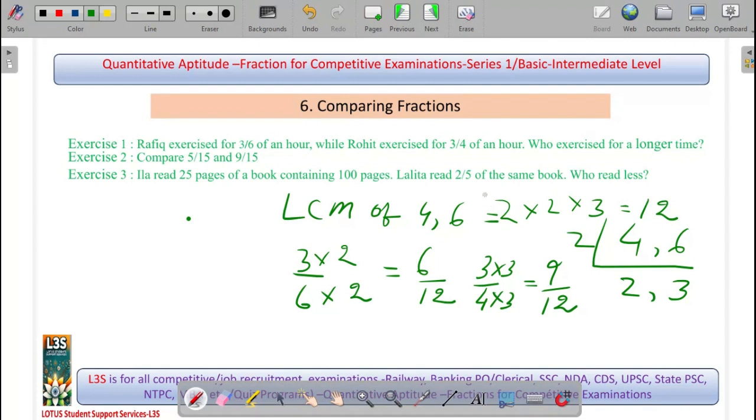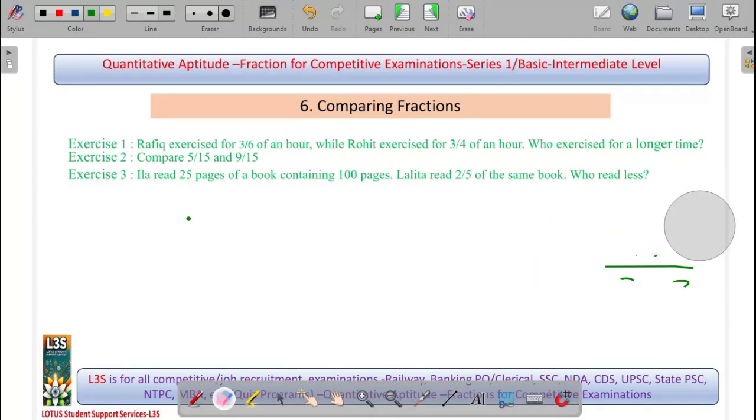So here we can see 9 by 12 is greater than 6 by 12. So 3 by 4 is greater than 3 by 6. So 3 by 4 was exercised by Rohit. So Rohit exercised more. Who exercised more? Rohit. This is for exercise 1. Then we'll go to exercise 2.